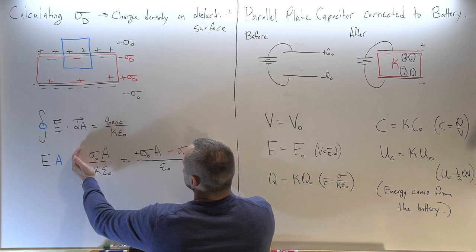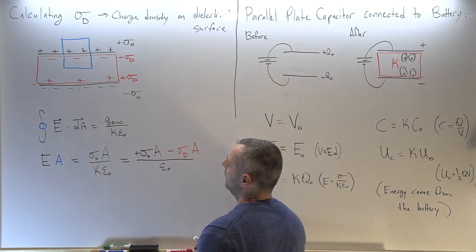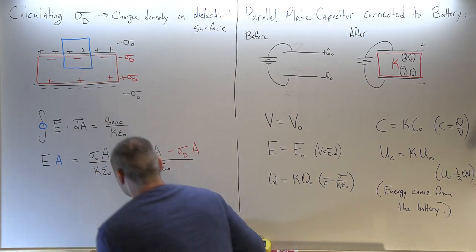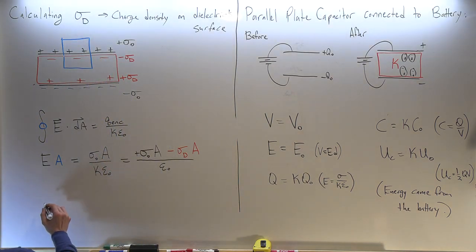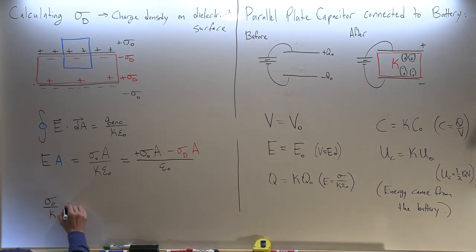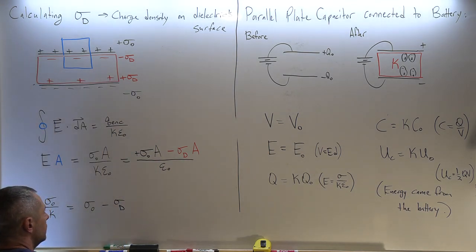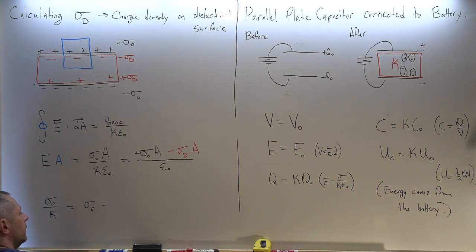So just looking at these two sides, you could see that area goes away and so does the epsilon 0. So what I have on this side is sigma 0 over kappa equals sigma 0 minus sigma dielectric. Oops, I guess I was still thinking of a fraction.